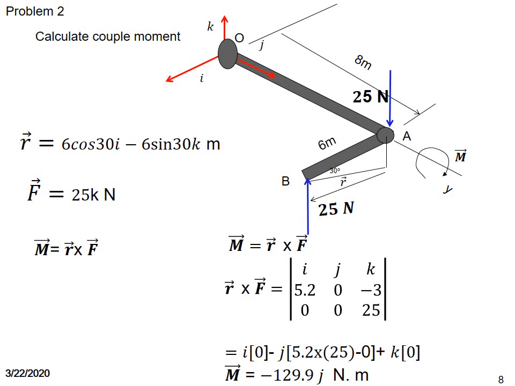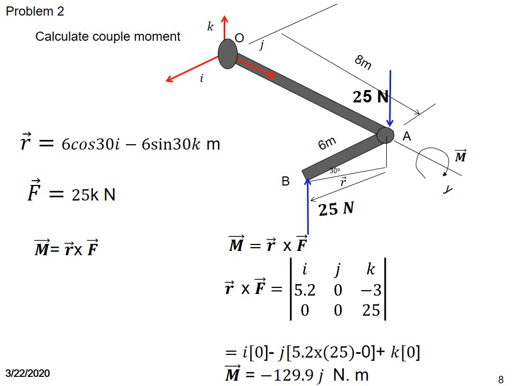We have the determinant I, J, K, then 5.2, which is 6 cos 30. 0, because we don't have a J component in that position vector. Then minus 3, which is 6 sin 30. And the force vector is 0, 0, 25, because the coefficients of I and J are 0 in the case of the force. Expanding this determinant, we get the moment vector as minus 129.9 J. It's minus, so it is clockwise direction as indicated. So clockwise direction is in the minus J direction.